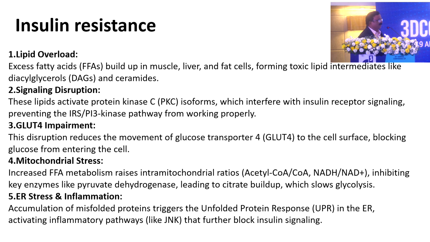This is mitochondrial stress. What is ER stress and inflammation? Accumulation of misfolded proteins triggers the unfolded protein response in the endoplasmic reticulum, activating inflammatory pathways like Janus kinase, JNK, that further block insulin signaling.